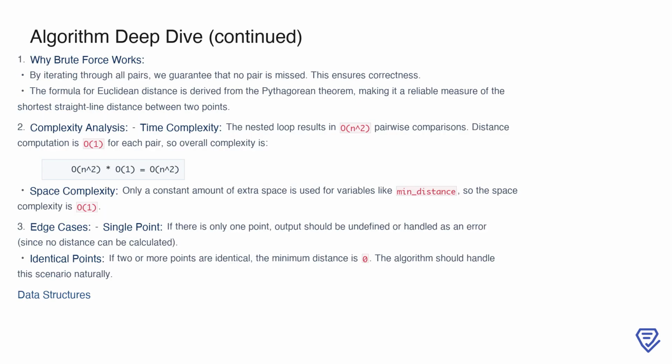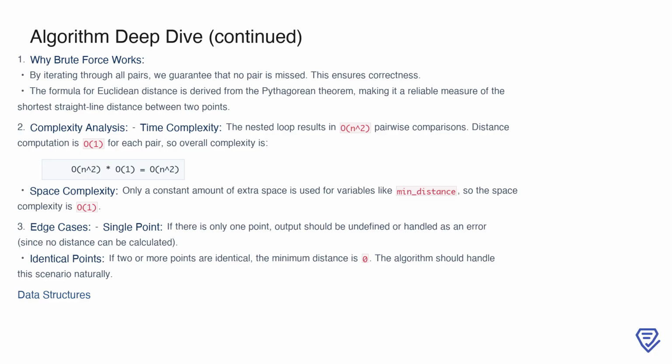The brute force method works because it systematically evaluates all possible pairs of points, ensuring that no pair is missed. This guarantees correctness, as every possible distance is considered. The Euclidean distance formula itself is derived from the Pythagorean theorem, making it a mathematically sound way to measure the shortest straight-line distance between 2 points.